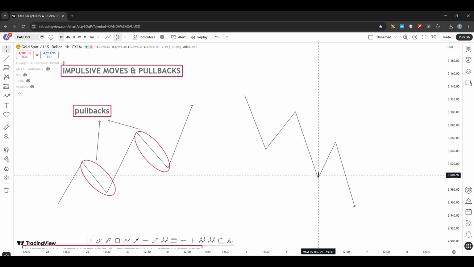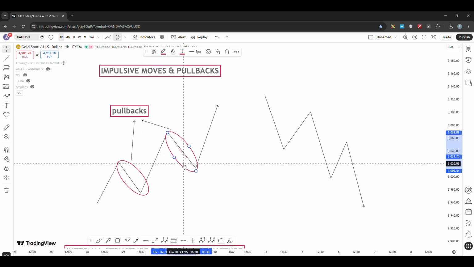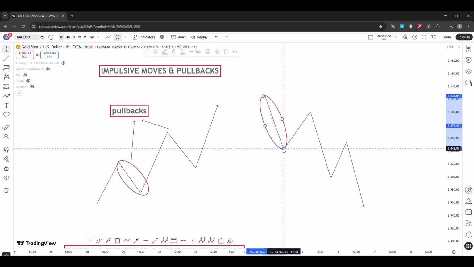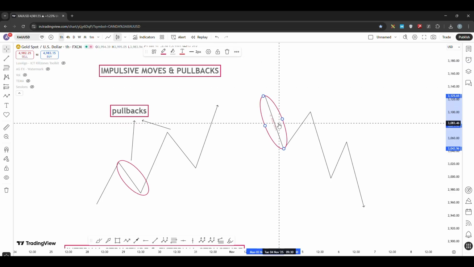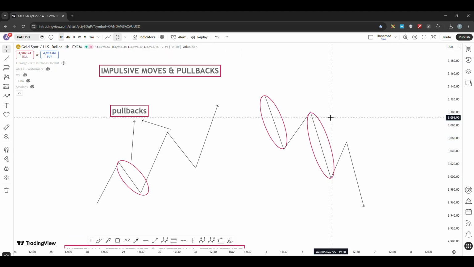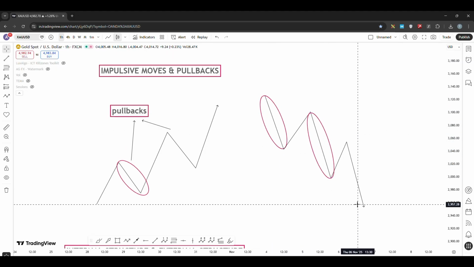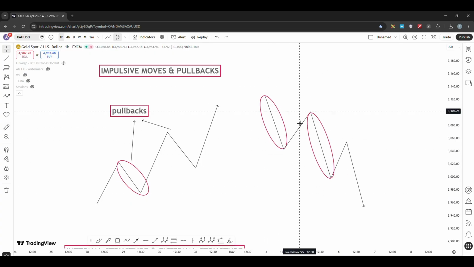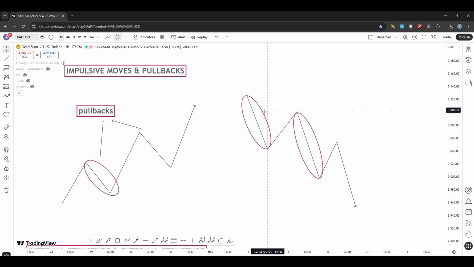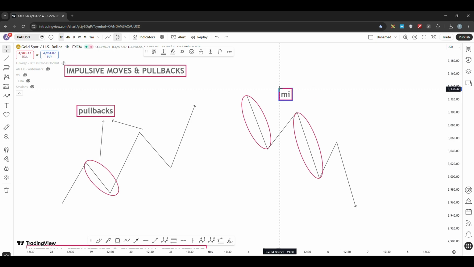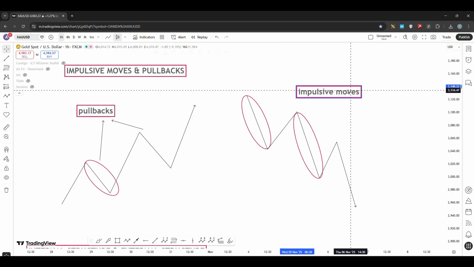So in the bearish market, these moves will be what? These moves will now be impulsive moves. This one will be what? This will be an impulsive move. Once again, this one will be an impulsive move. Why? Because now the market is bearish. Now the market is creating lower highs, right? And lower lows. That means the market is progressing to the downside. In that case, these will become our impulsive moves.